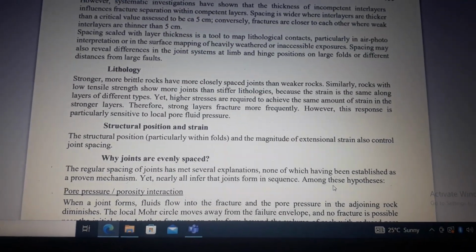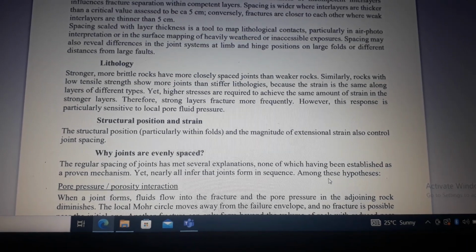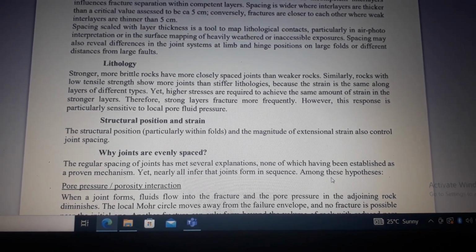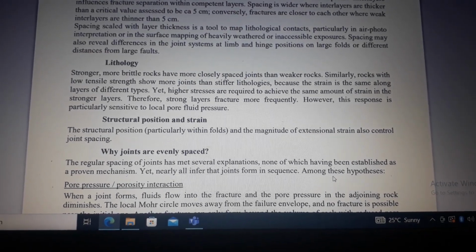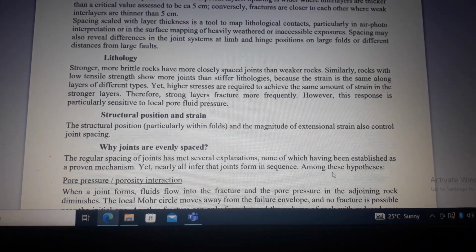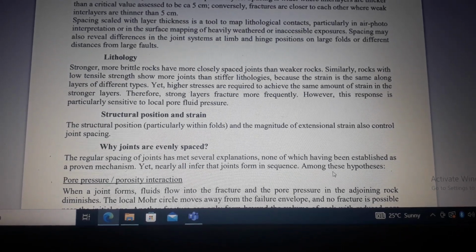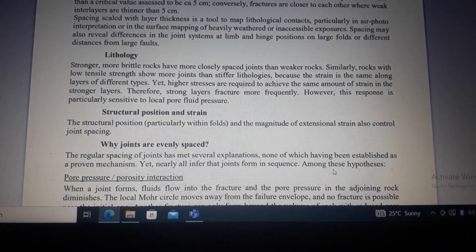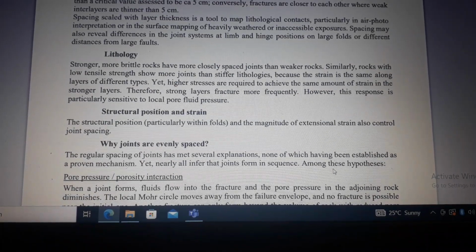Lithology. Stronger, more brittle rocks have more closely spaced joints than weaker rocks. Therefore, a strong layer has fracture lithology. Similar rocks with low tensile strength show more joints than stiffer lithologies because the strain is the same along layers of different types. Structure, position, and strain.